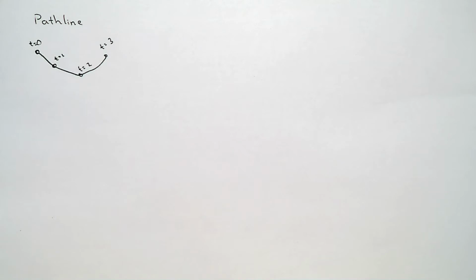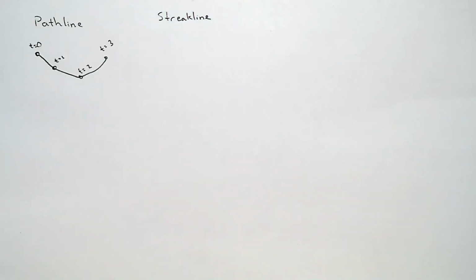Rather, I would say that I can draw a path line from time equals 0 to time equals 3. So I need two ranges. I need a range of time in order to know how to draw the path line for my particle. A streak line is a line whose points are occupied by all particles that originated from a common point.